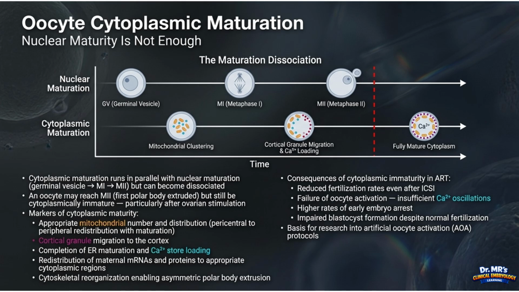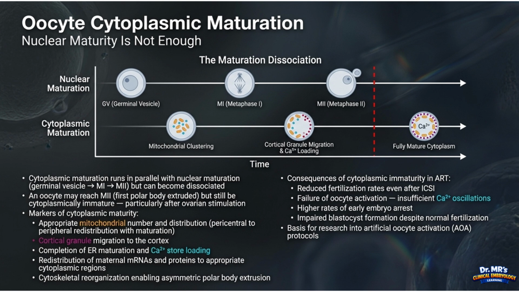But here is the uncomfortable truth. Nuclear maturation and cytoplasmic maturation, while normally synchronized, can become dissociated. And an oocyte with a first polar body and no apparent morphological abnormalities may still be cytoplasmically immature, silently incompetent beneath an apparently normal surface.